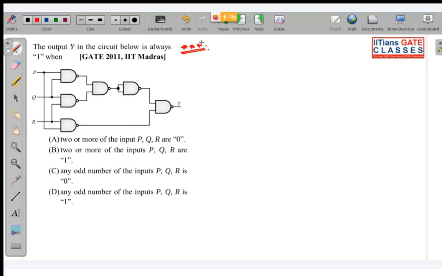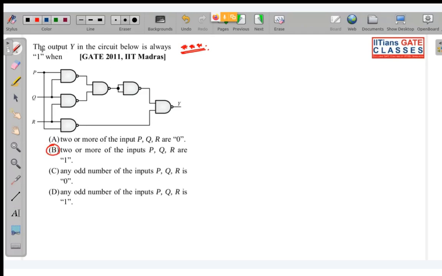Answers anyone? So this is a good question. Okay, very good question. B. So look here, option B. Let us check.